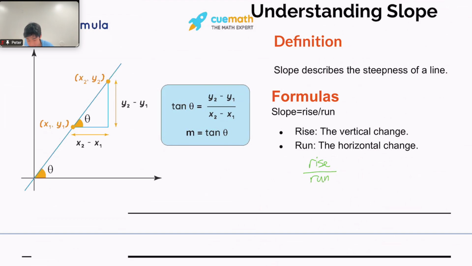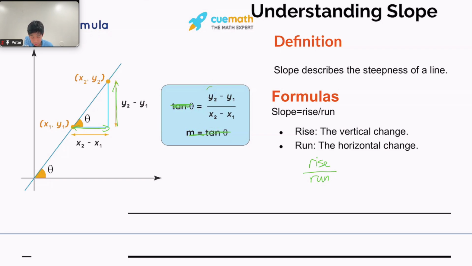What is rise? Rise is how the y coordinate increases from one point to another point, and the run will be the horizontal change, which is the increase or the change of the x coordinate. So you can see here. Don't worry about this tan stuff. This will be trigonometry, which you will learn about in Algebra 2.